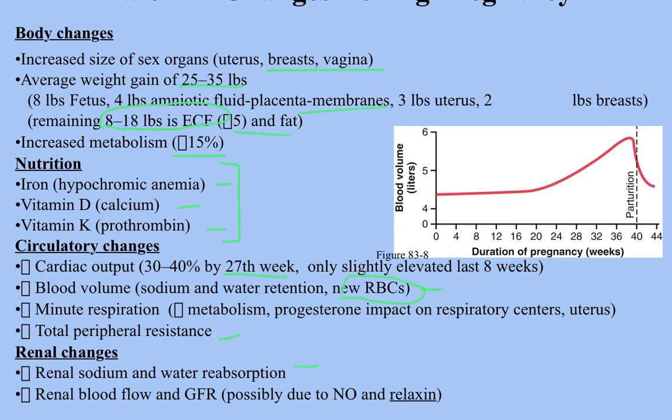Renal changes, of course, we know you're going to have increased sodium and water reabsorption. That contributes to the increase in extracellular fluid volume and the cardiac output, and an increase in renal blood flow and GFR to help get rid of waste much easier. And that's one of the reasons why pregnant women have to urinate all the time. Not to mention that the uterus is compressing the bladder and making it much smaller and able to hold less, so they have to go more often.